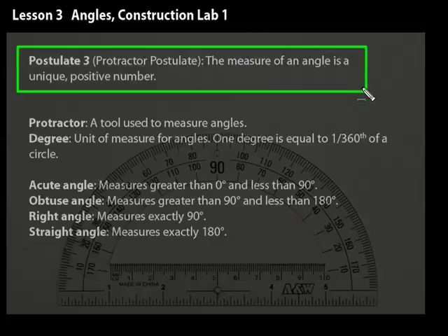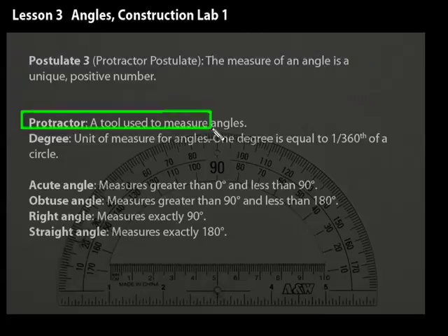So it's good to compare this with lesson 2, where we studied line segments. Remember, we talked about distance on a line segment. The distance between 2 points is the absolute value of the difference between their positions or coordinates. So we get a positive number for a result. And postulate 3 here, the protractor postulate: the measure of an angle is a unique positive number.